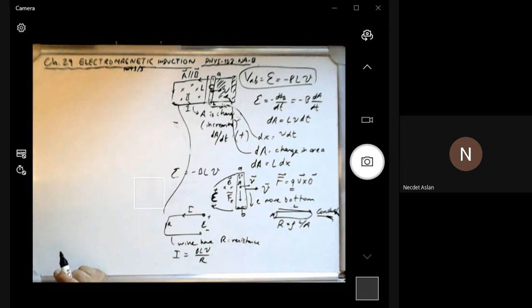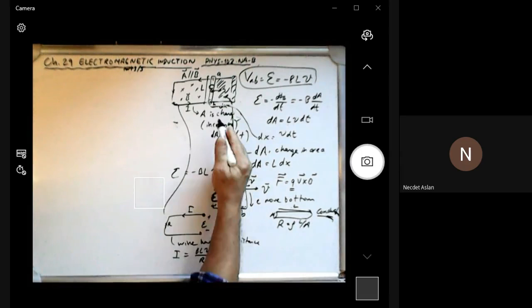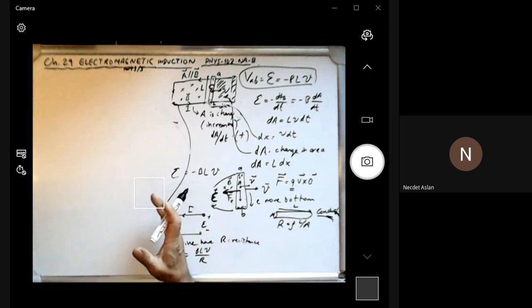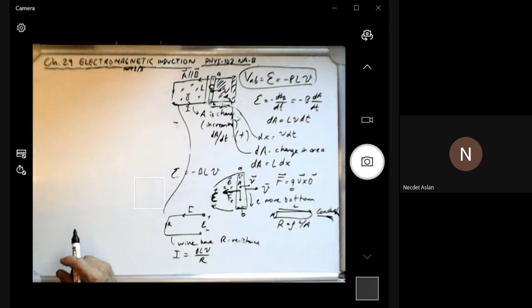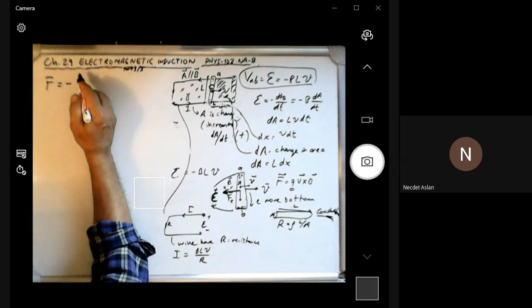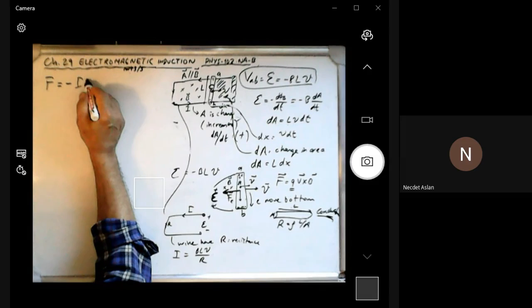Now, the magnetic force is going to be to the left. Why? Because F equals Q V cross B. This rod will experience a force in the opposite direction to the motion, as I told you earlier. So this force can be written as minus I times B times L.